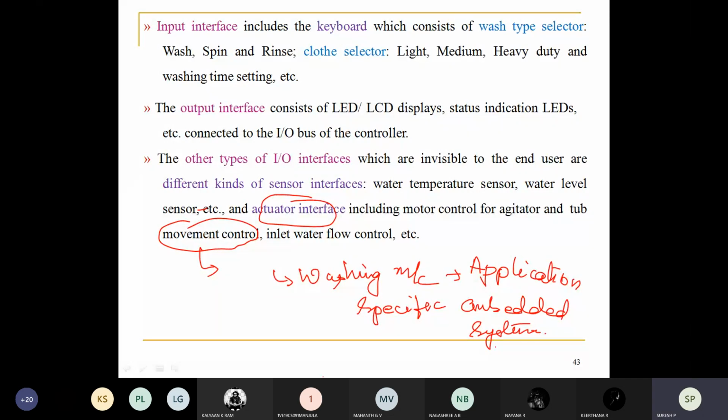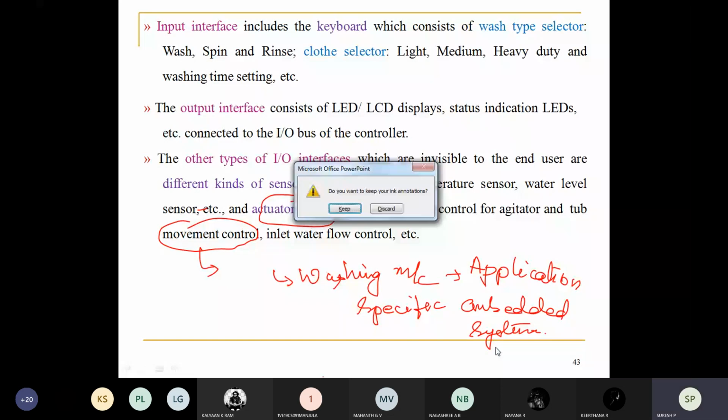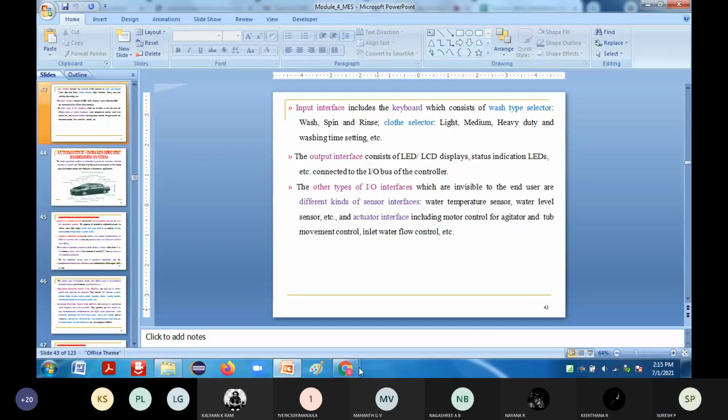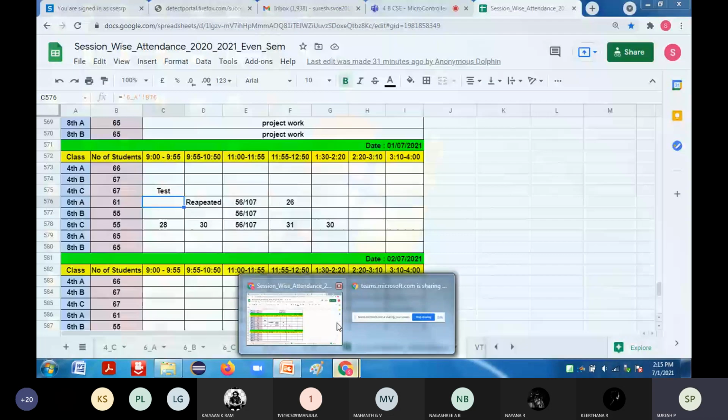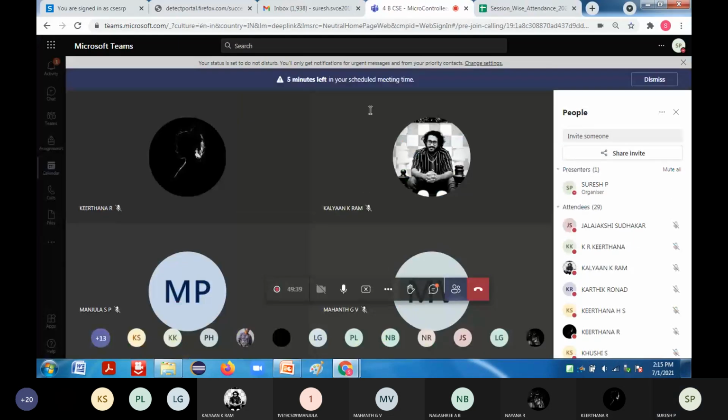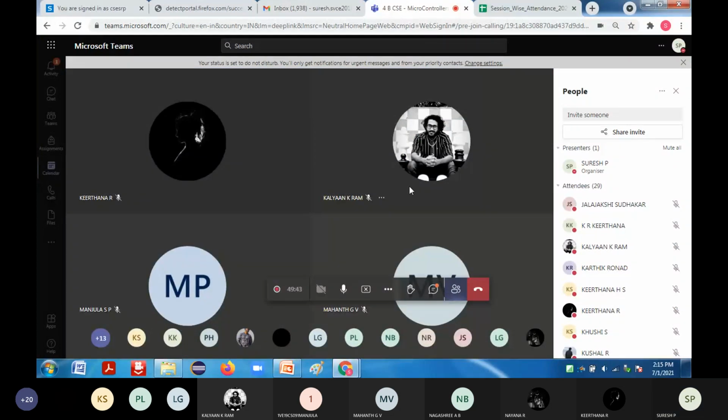Anybody having any doubt? Anybody having any doubt can ask. Anybody having any doubt? Kirtana?